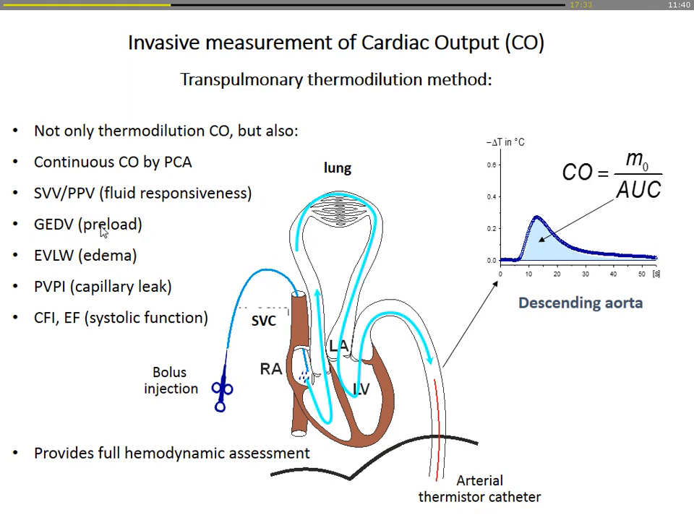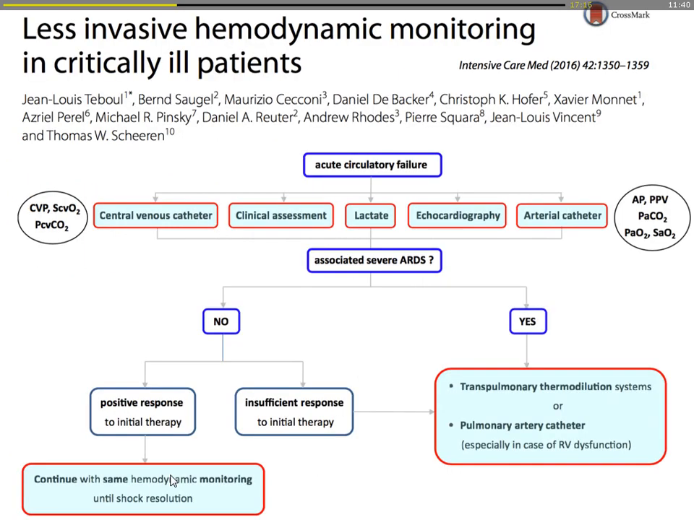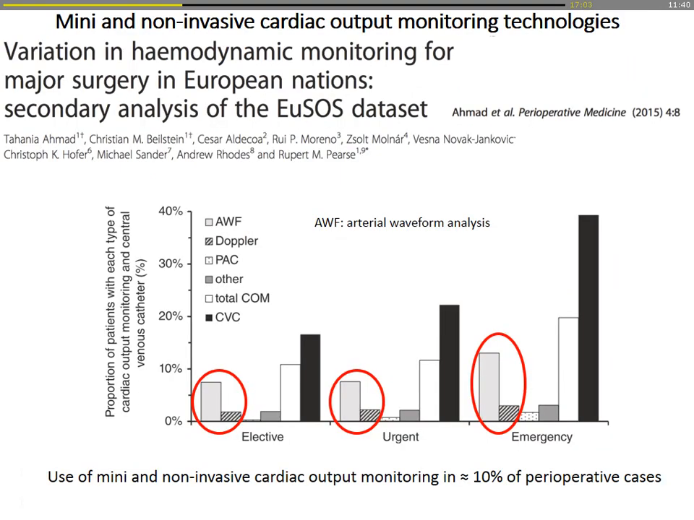global end-diastolic volume, so a preload indicator, about lung water, edema formation, about the capillary leakage, about systolic cardiac function, and about fluid responsiveness from these methods. So it provides you a rather full hemodynamic assessment. Again, in this recommendation paper, we gave it a very prominent place in these patients, which are quite sick. What is the reality? How many times are they used?